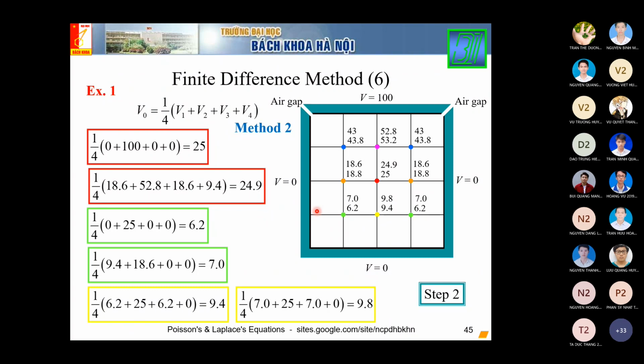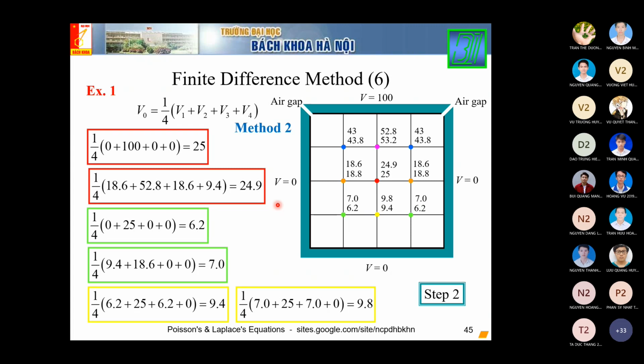Excuse me, teacher. If we modify one point, do we need to modify all the points here? Yeah, we have to modify all points. Okay, by using the previous one, right? Yeah, by using the more reliable results of the previous step.